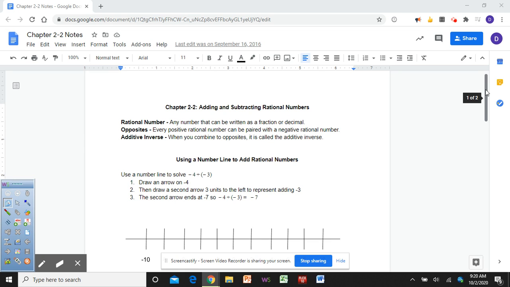Hey guys, today we're going to be talking about how to add and subtract rational numbers. So I'm just going to talk about the vocab, then we're going to skip through the notes a little bit. And really what we're going to be talking about today is how to add and subtract fractions and decimals.